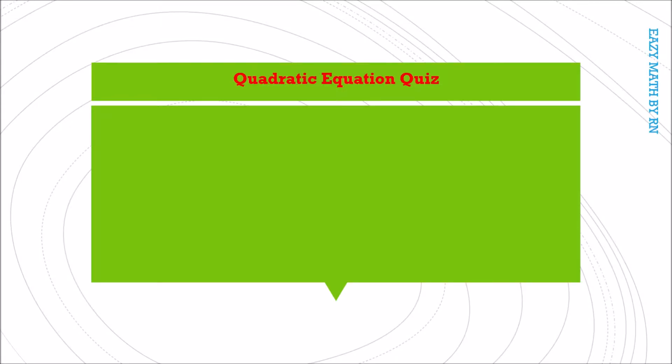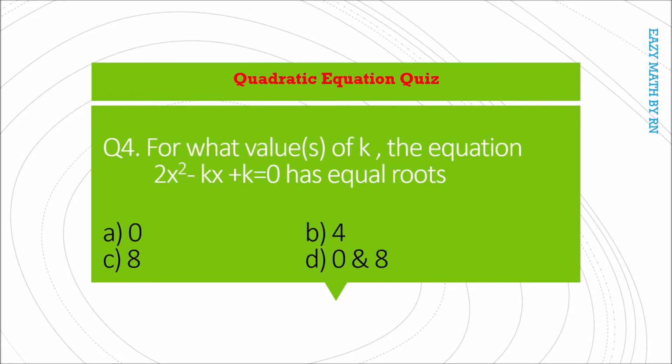This question says, for what value or values of k does the equation 2x square minus kx plus k equals 0 have equal roots? Is it A 0, B 4, C 8, or D 0 and 8? The correct answer is D, 0 and 8. Let's see the solution.